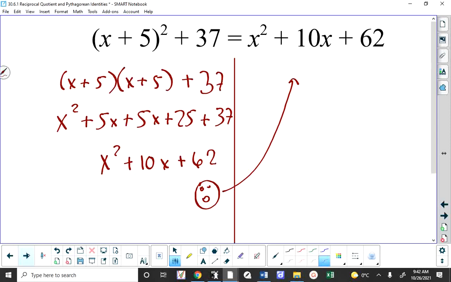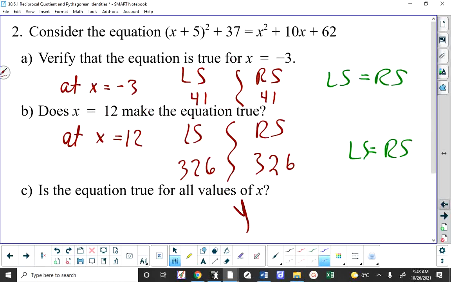There's a difference between putting in a number and verifying that it's true for a number and proving that it's true for all numbers. The answer to this question is yes. Okay?